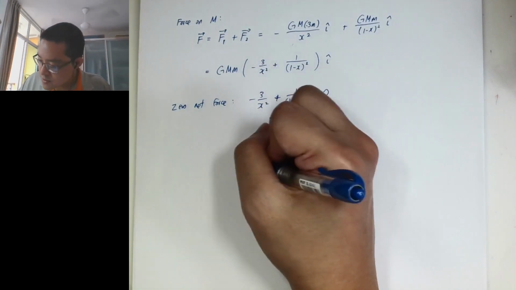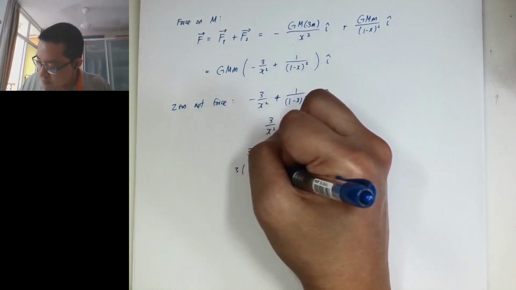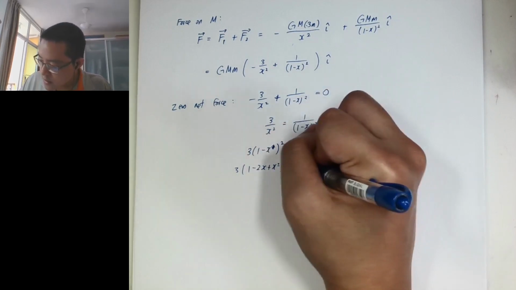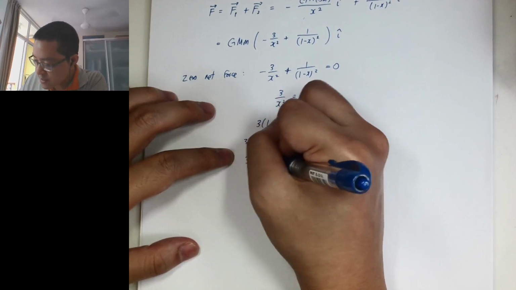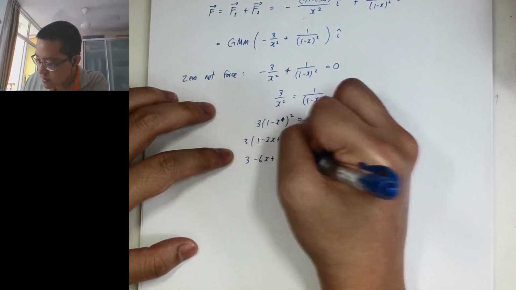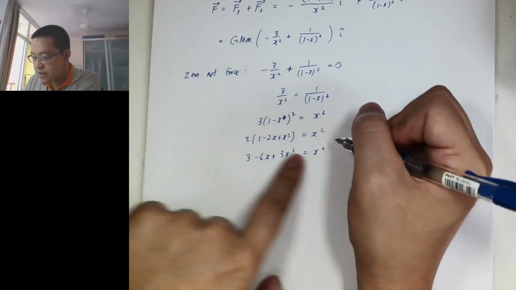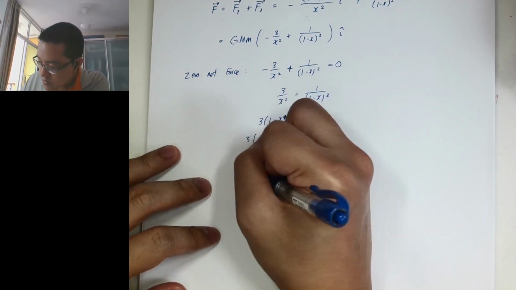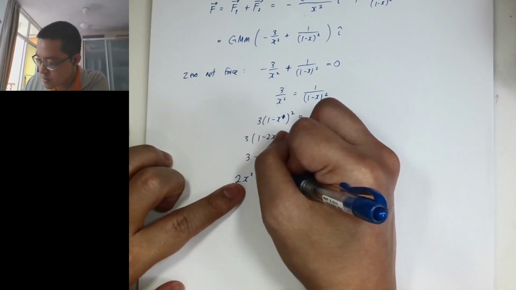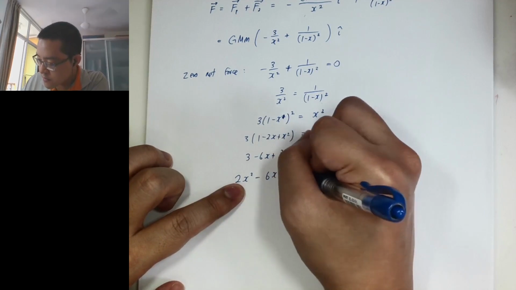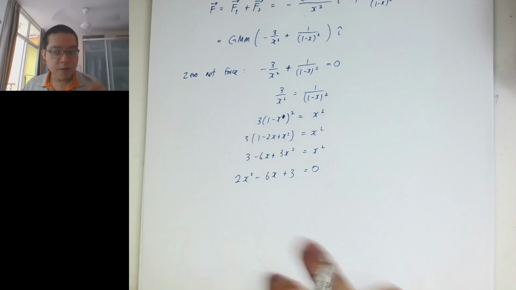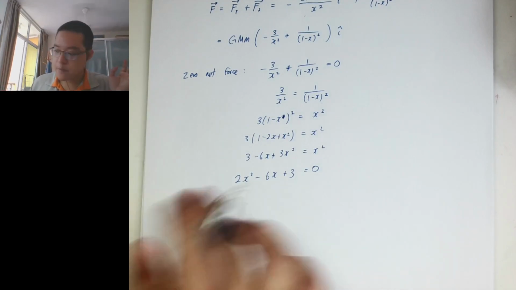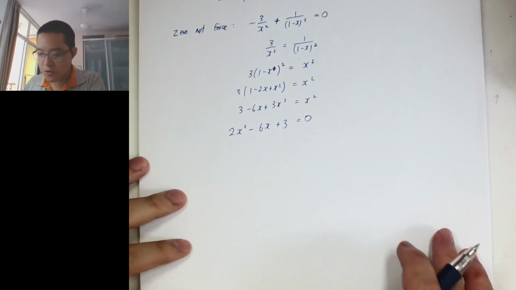So the square of this is 1 minus 2x plus x squared, and I got x squared over here. So this is 3 minus 6x plus 3x squared equals x squared. So if I bring this over, this becomes 2x squared. This is a degree 2 polynomial, and then plus 3 equals 0. Okay, so I just need to find what is the x that can give me this solution. So let's solve for x.